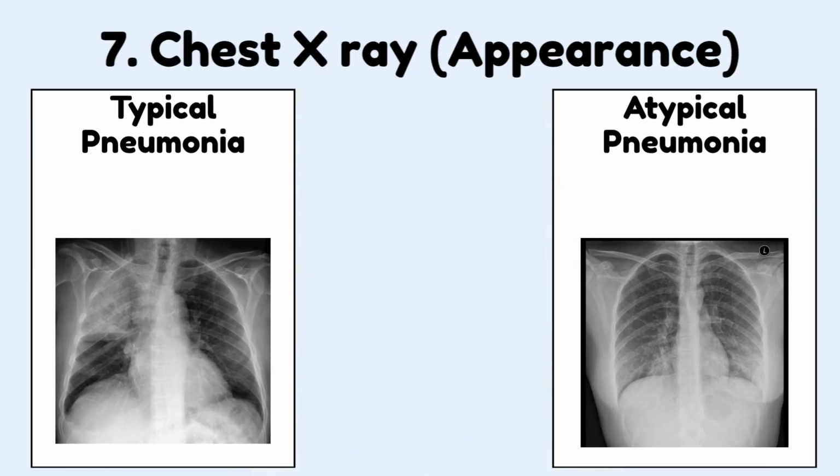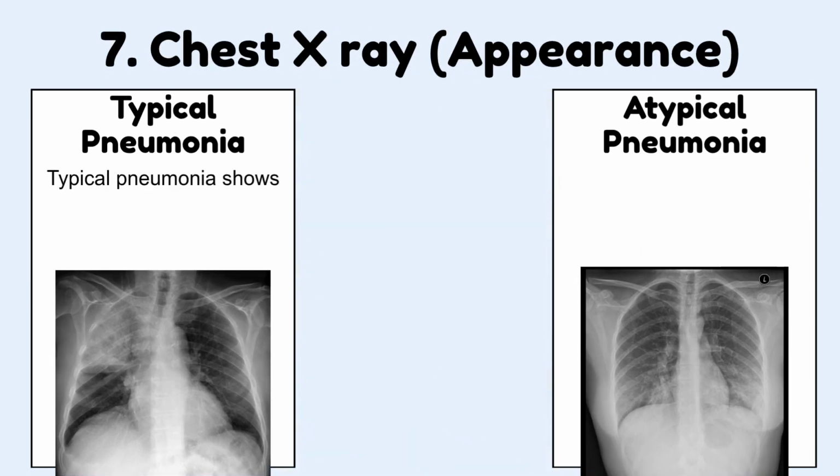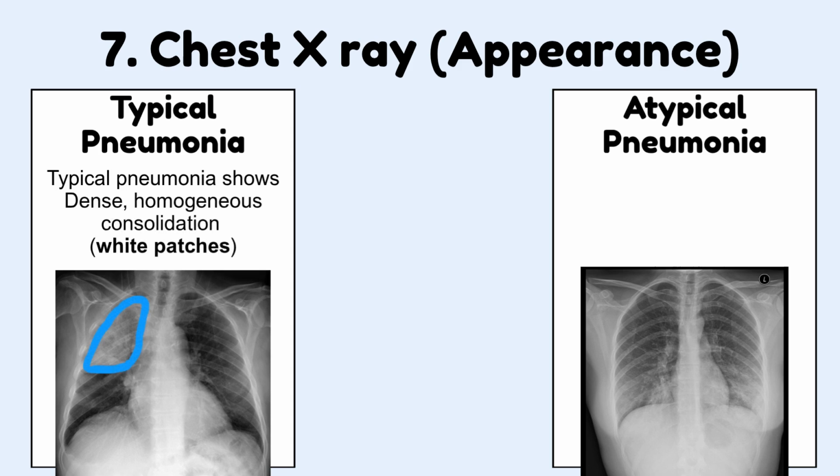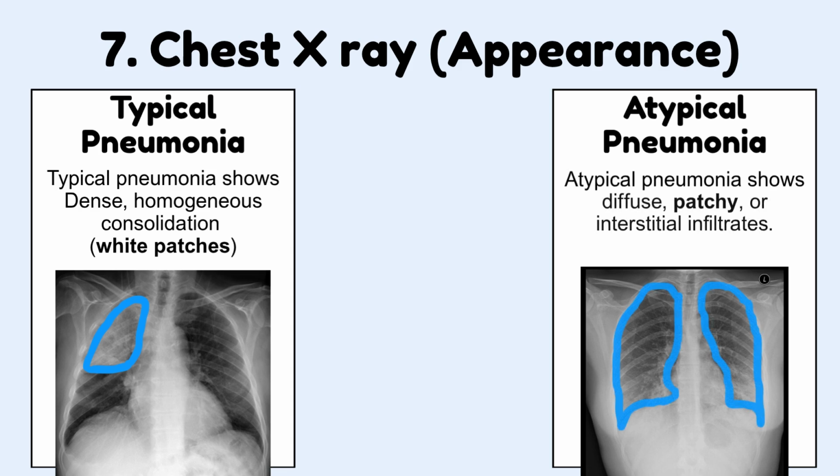Appearance on chest X-ray. Typical pneumonia shows dense, homogeneous consolidation that looks like white patches on X-ray. Atypical pneumonia shows diffuse, patchy, or interstitial infiltrates.